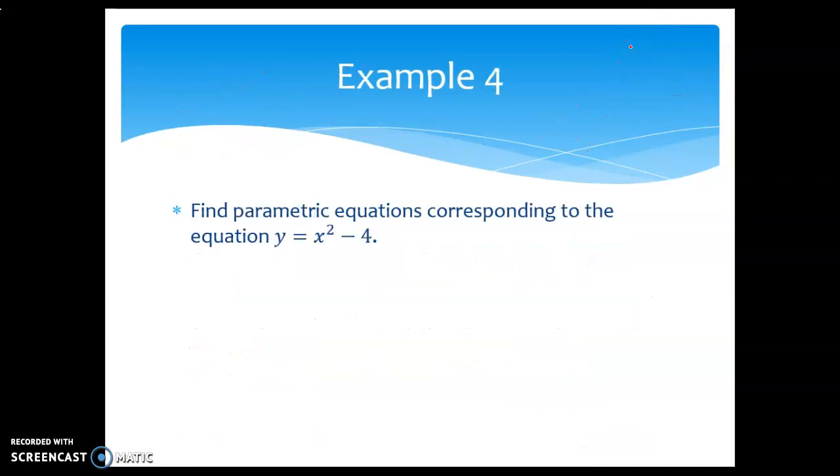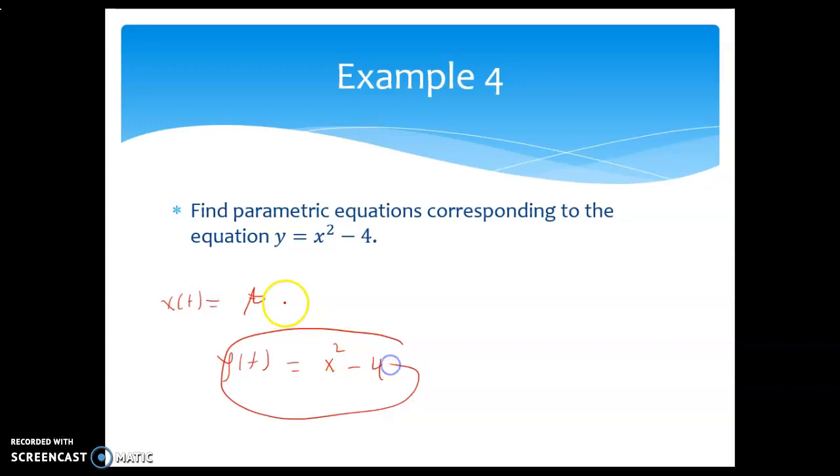So here we have a parametric equation. We want to find the corresponding rectangular equation from this. If we choose our parameter to be t, and say x of t is equal to t, then y of t would basically equal x squared minus 4. These are the two parametric equations of this.